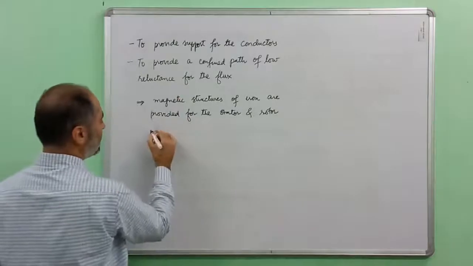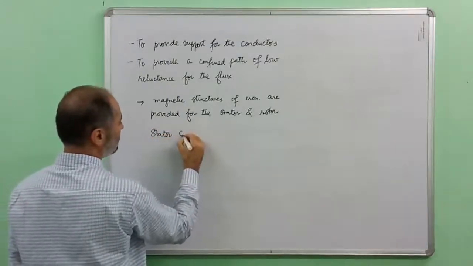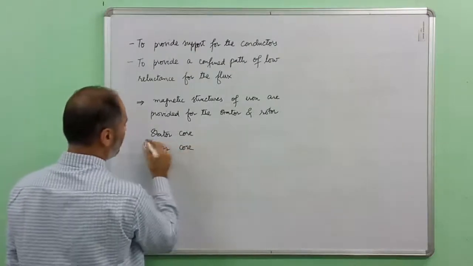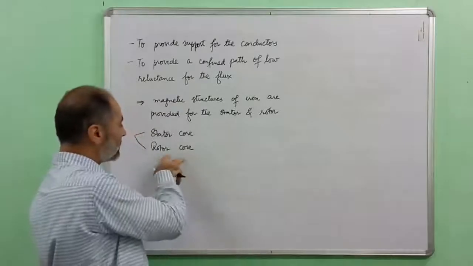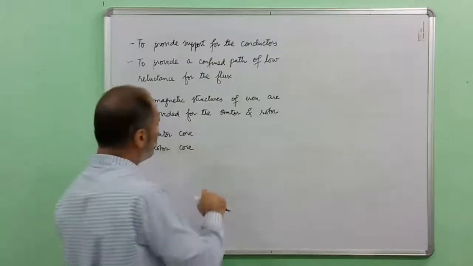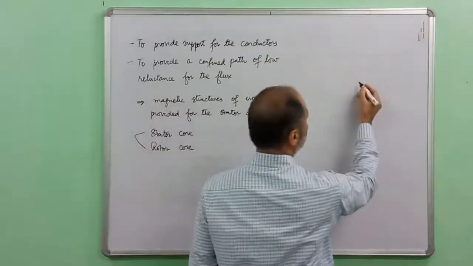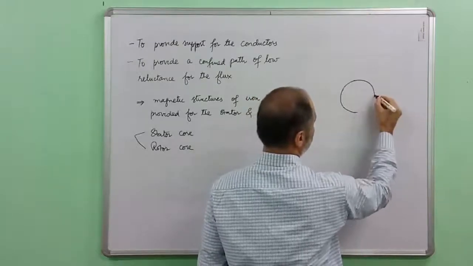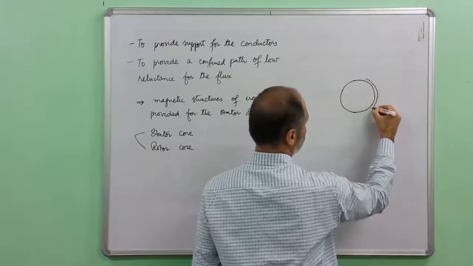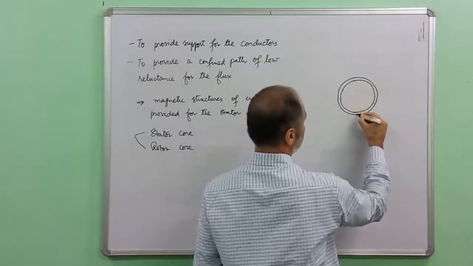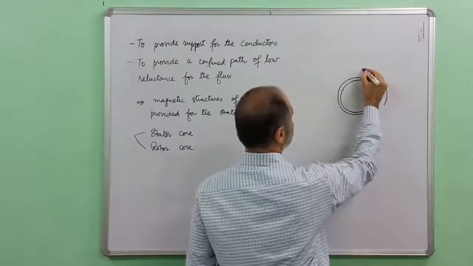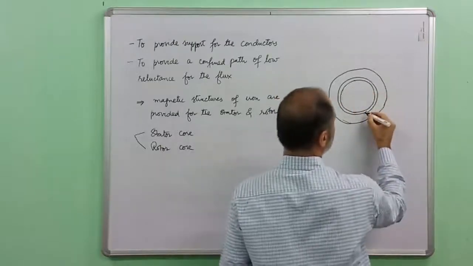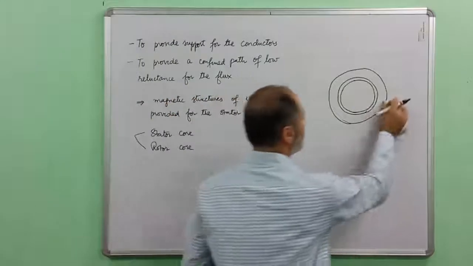The magnetic structure of the stator is called the stator core, and that of the rotor is called the rotor core. These are two cylindrical structures. The rotor is housed within the stator core. The two cores are separated by a small gap in order to allow free movement of the rotor. So you have the rotor core within the stator core.